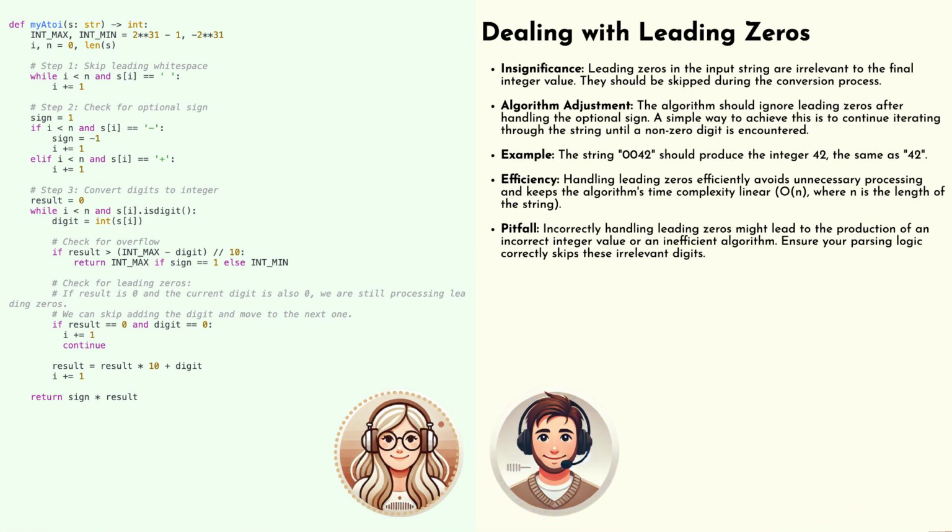Okay, so this brute force approach is getting pretty comprehensive, right? It's a good solid foundation. We're handling white space, signs, non-digit characters, overflows, these leading zeros. We've got all our bases covered. But I have to ask, is there a more elegant way to do this? Well, now that you mention it, there is. I was hoping you'd say that.